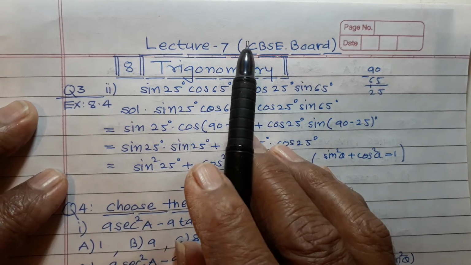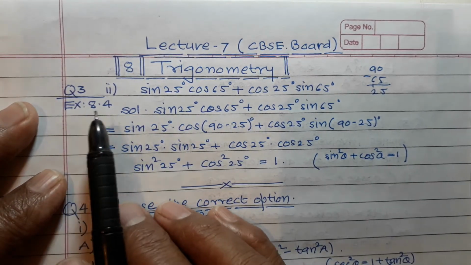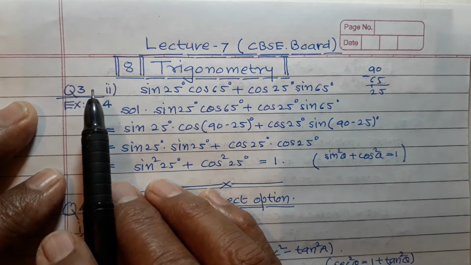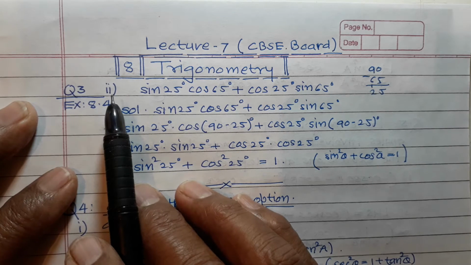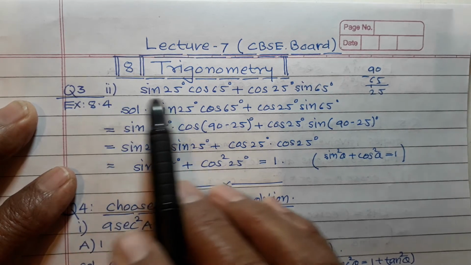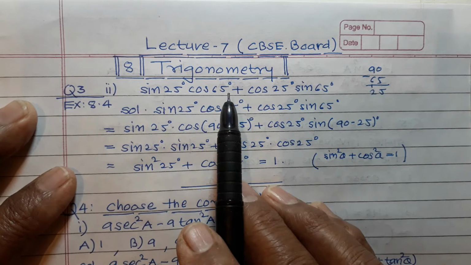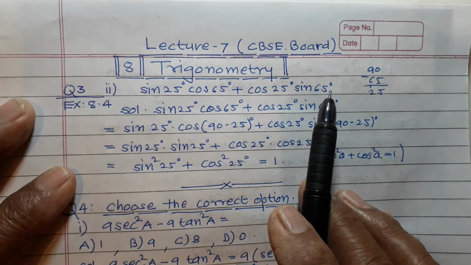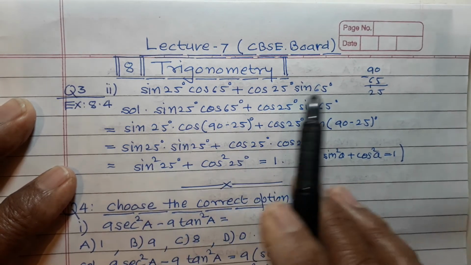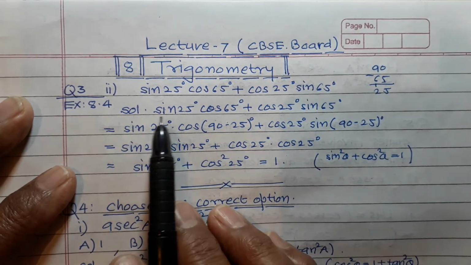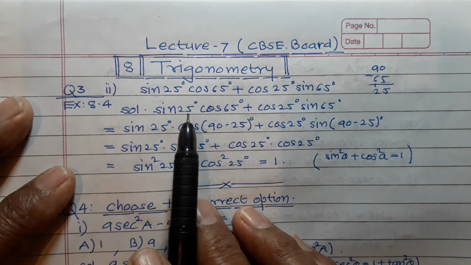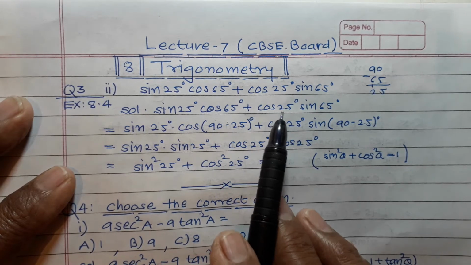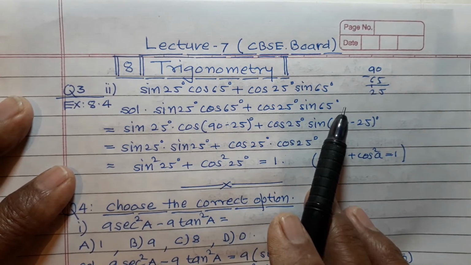In this lecture, I am going to explain some examples from exercise 8.4, question number 3, part 2. Sin 25 cos 65 plus cos 25 into sin 65. Find the value of this. Solution. Given sin 25 into cos 65 plus cos 25 into sin 65.